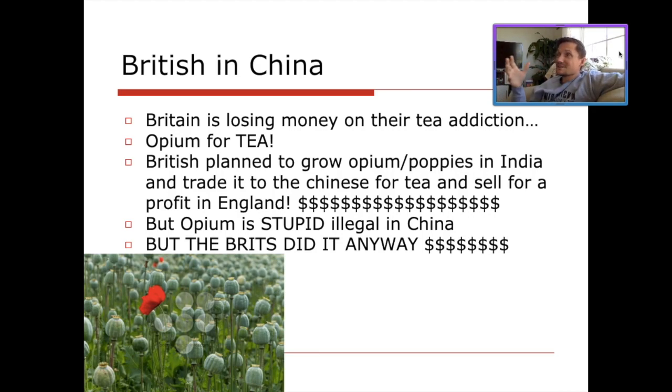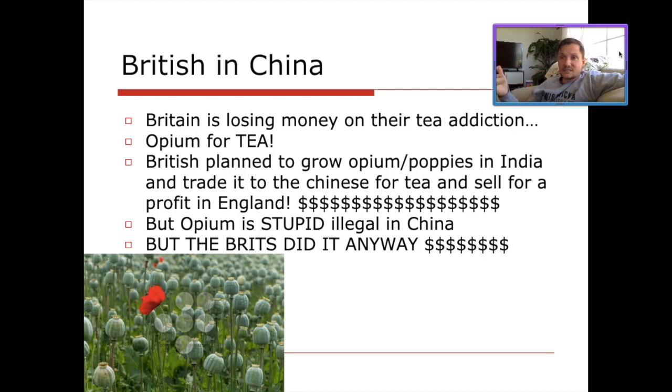Now, Britain's society revolves around tea. They have tea times. They literally have it every day. It is much more popularly drunk in Britain as a beverage of choice than coffee. Going further with this, though, the British decide that they have to figure out a way to get their tea for cheap. And how are they going to do that? Maybe they can find a good that they have that the Chinese want really bad that they can trade for it straight up. Well, they don't produce porcelain, they don't make silk, so what can you do?